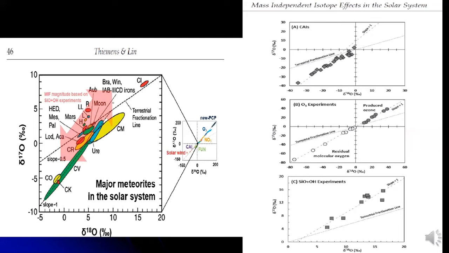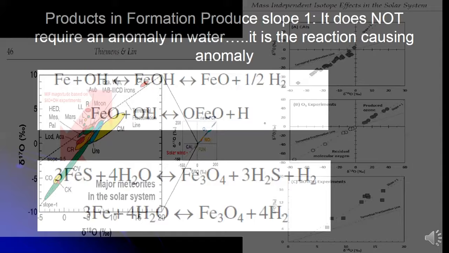There's no mixing here. It's the actual chemical physics of the formation process that can accommodate all this without having to invoke multiple reservoirs and shielding in a nebula and ignoring all the people down the street here.